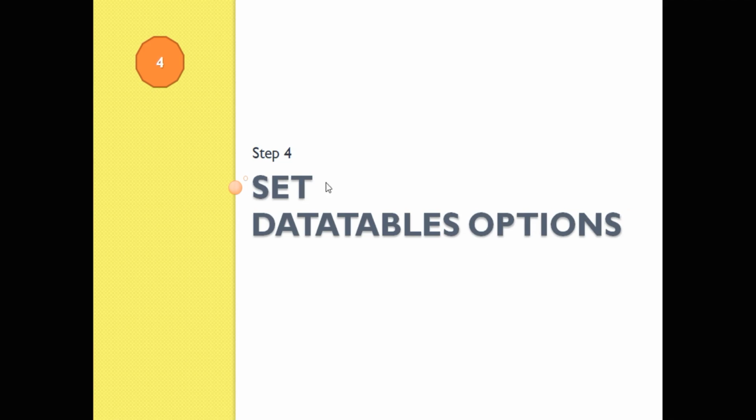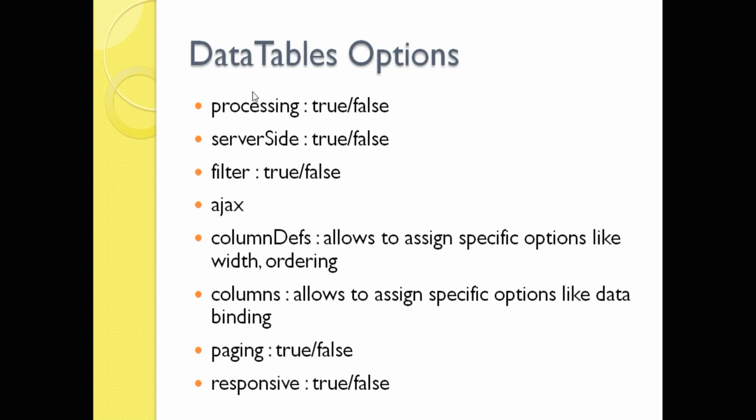The next step is that for server-side processing, we have to set some data table options. So first of all, we will have a look at these data table options, and then we will do this practically. These are the few data table options that we are going to study. Definitely these are very initial data table options. As we move forward, we are going to see a few more data table options, step by step.